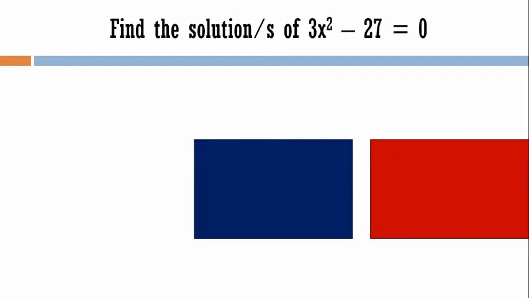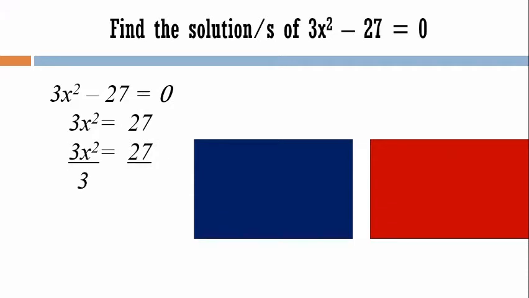Find the solution or solutions of 3x squared minus 27 equals 0. First, we write the given equation in the form x squared equals k. That is 3x squared equals 27. Second, simplify the equation by dividing both sides by 3, or multiplying both sides by 1/3 using multiplication property of equality. We now have x squared equals 9.